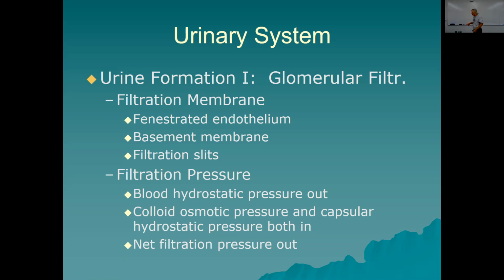All right? So the blood hydrostatic pressure is a force pushing fluid out of the capillaries. The colloid osmotic pressure and the capsular hydrostatic pressure are both inhibiting that, pushing in the other direction from the capsular space back into the blood. So you have to subtract those two forces from the blood hydrostatic pressure to get what's called a net filtration pressure, and that is out of the capillaries and into the capsular space.